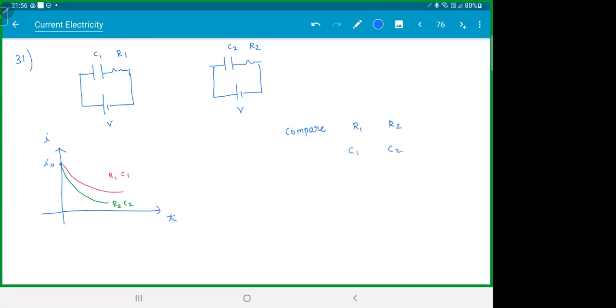So we have two RC charging circuits. This is a graph of RC charging circuits. Same battery, R1, C1, R2, C2. When you draw the graph for both of them, current versus time, this is how the graph looks. So the question is, who has more resistance and who has more capacitance? Try.